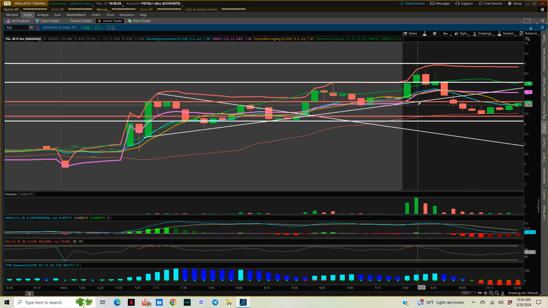Let me know if you made any money on TGL or if there's anything you think I could have done better. But I was really happy with this trade. Yeah, like I said, B plus or A.